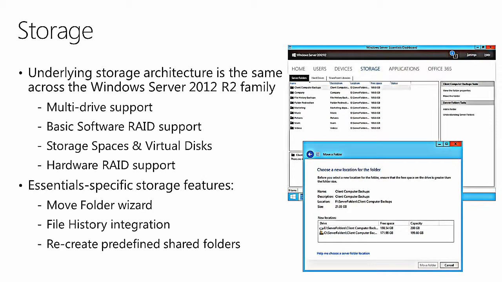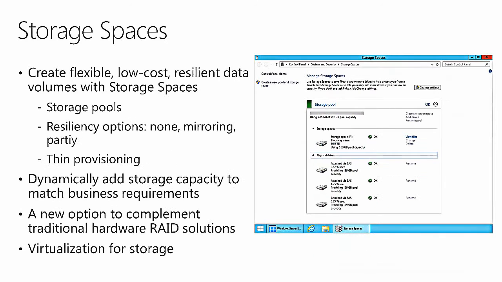It just makes it easier as you're adding storage to the server. Also, as I mentioned, file history integration, so that's unique with the Essentials experience, and also the ability to recreate some of the predefined folders that we create as part of the setup experience. So like we create a company shared folder that can be used to store documents that are global throughout everybody in the company. You may be creating shared folders that are specific to departments or whatever, but there are some predefined shared folders that are created, and you can recreate those if the need arises.